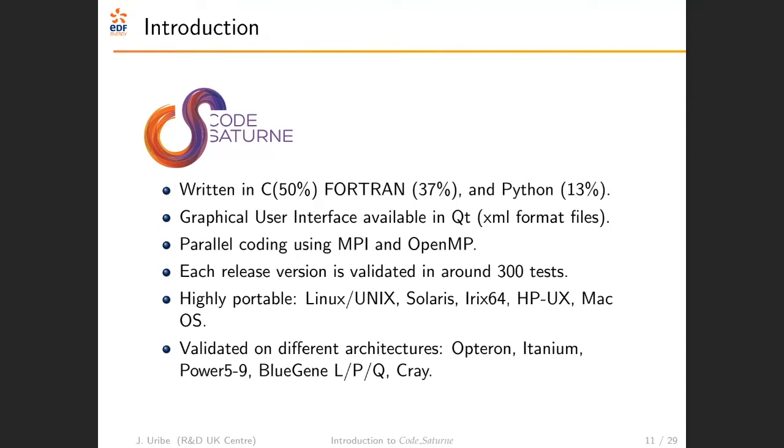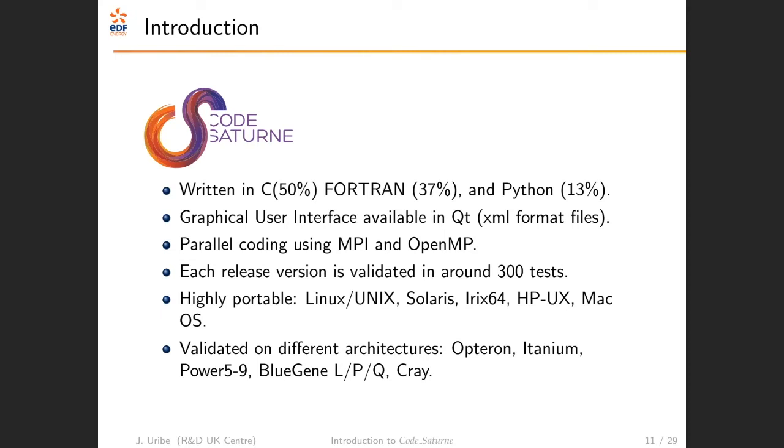The code is written in C and Fortran, and all the graphical interface and the file manipulation is in Python. There's a graphical interface which is available in Qt, and you will be using it throughout the course. The code is parallel. It uses MPI and OpenMP, and it has very good scalability in machines like Archer2. You will see later.